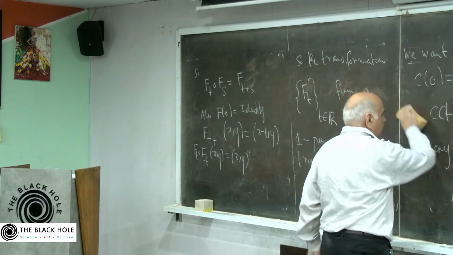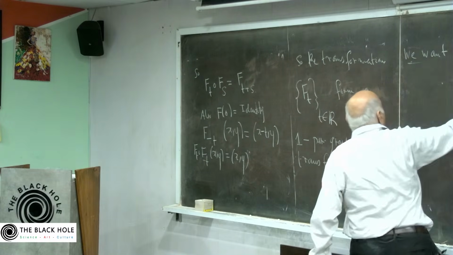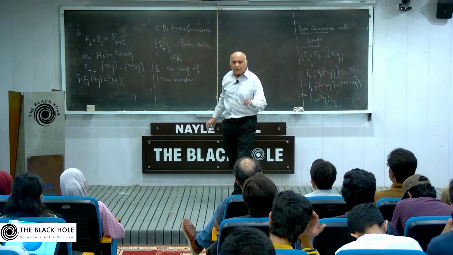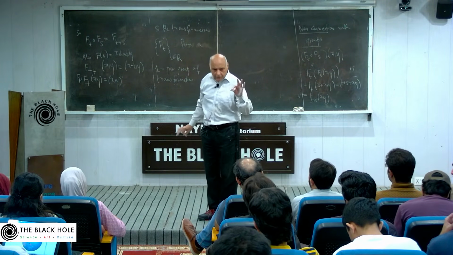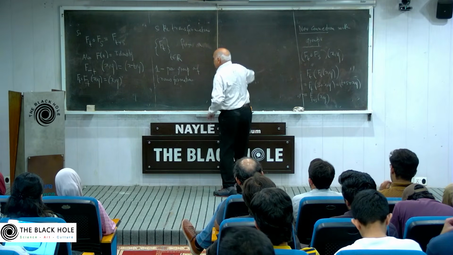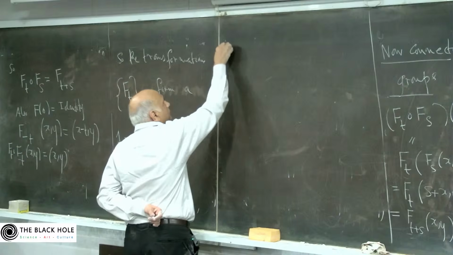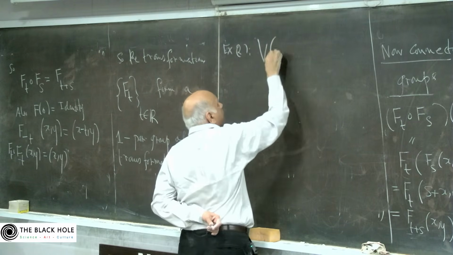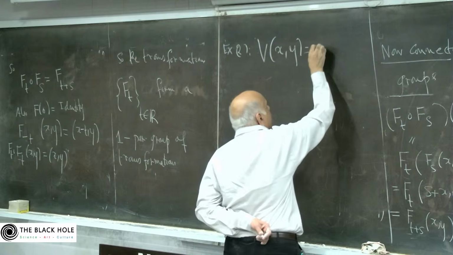Let's look at the other example. I should be careful about the time. How much time is left? 45 minutes. Very good. Okay, so example 2. V of xy is equal to minus yx.